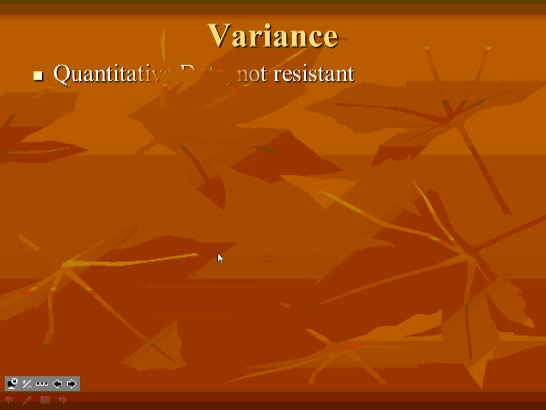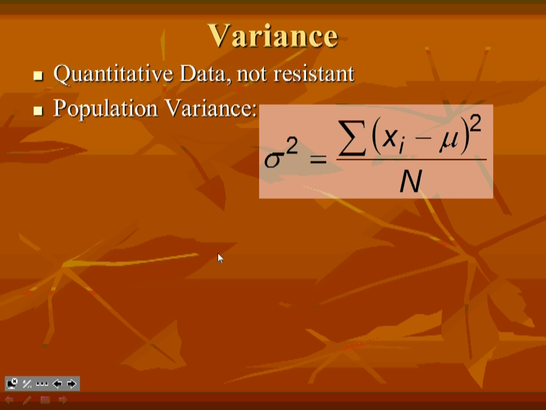Now keep in mind again, since we're subtracting and squaring, you have to have quantitative data. And obviously since you're using the mean, which is not resistant, your variance is not going to be resistant either. So in order to calculate the population variance, we use a formula that looks like that.